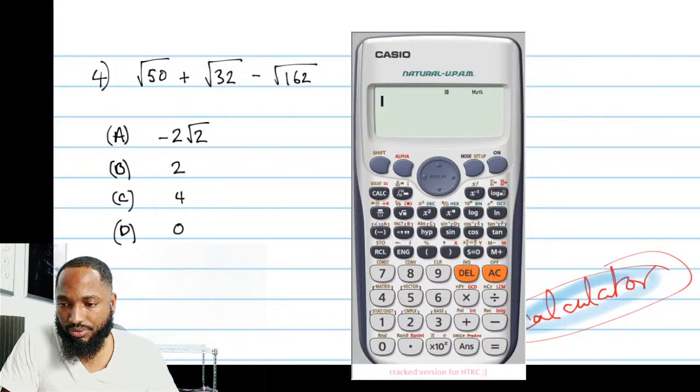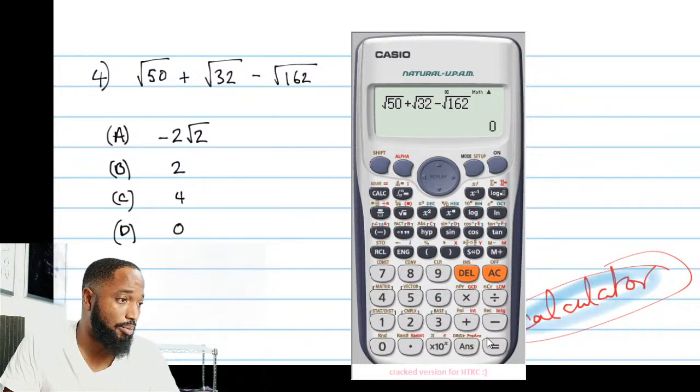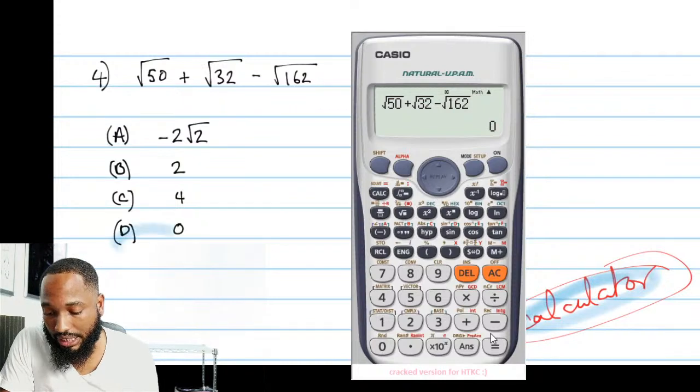So this is just straight up in your calculator, you know. If by chance you can't use a calculator, I'll show you how to work it out without one. The answer is zero, a big fat zero. Cool.